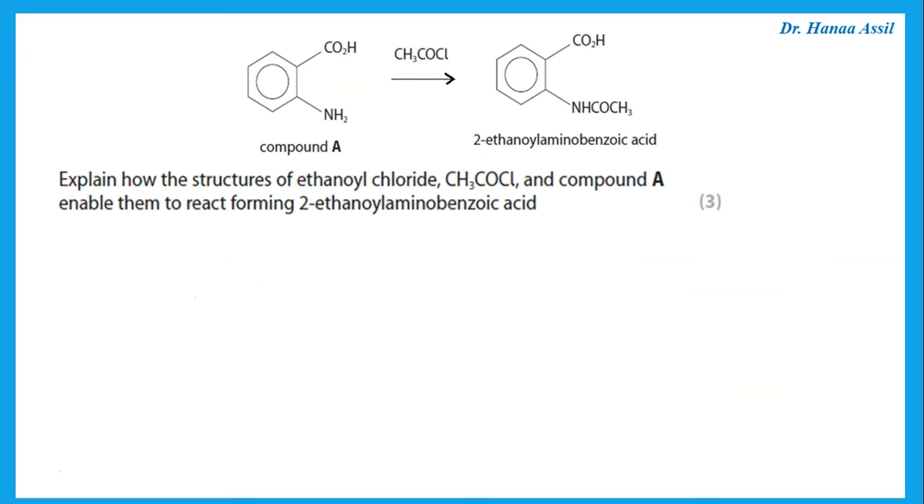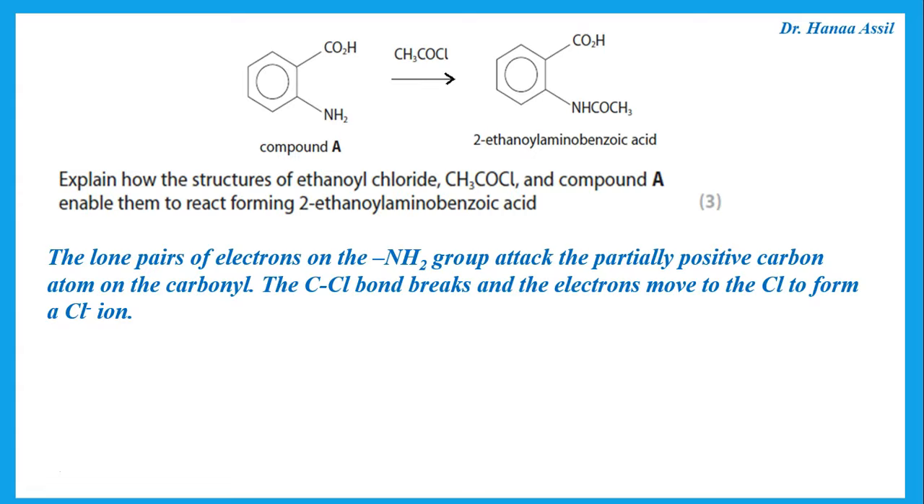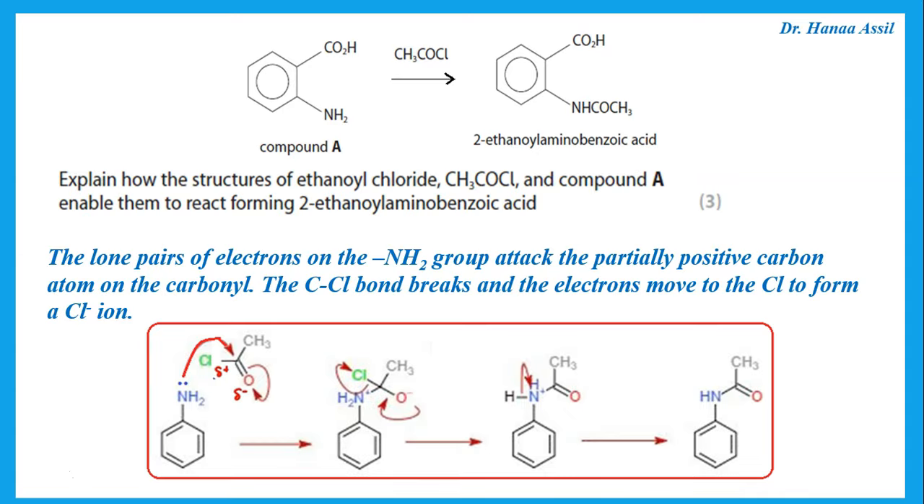So this question says, explain how the structures of ethanoyl chloride and compound A enable them to react, forming 2-ethanoylaminobenzoic acid, which is that product up there. So you should remember that when we're reacting with the ethanoyl chloride, the lone pair of electrons on the nitrogen of the amine group attacks the partially positive carbon atom on the carbonyl of the ethanoyl chloride. The C-Cl bond breaks and the electrons move to the chlorine to form a chloride ion.